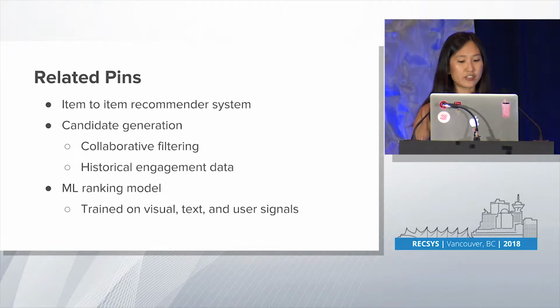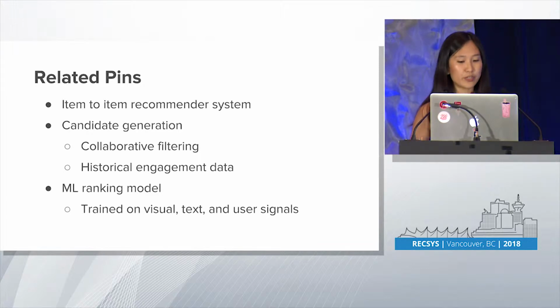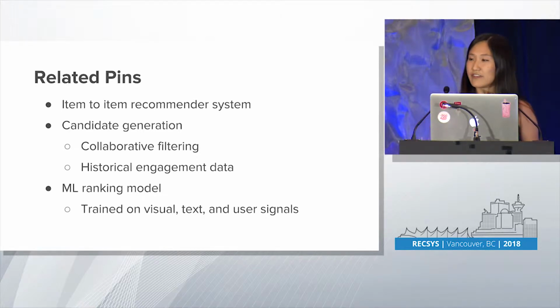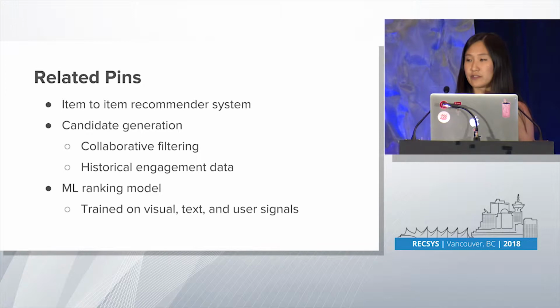Another main approach is using historical engagement data. So for a particular close-up pin, which related pins did users most commonly click on? It's like a voting system through which we know which related pins are likely to be the best candidates. We also have a machine-learned model to rank the candidate pins. In ranking, we care about both how relevant a candidate pin is to the close-up, as well as how engaging it's likely to be to the user. So we use features based on both the visual and text signals of the pin, as well as engagement data of the pin.